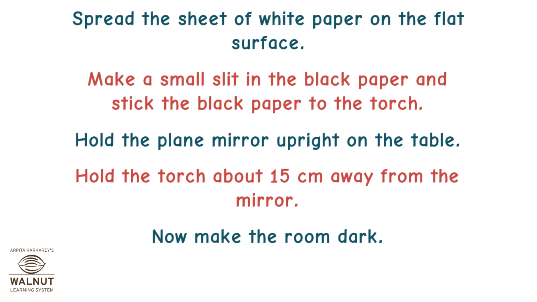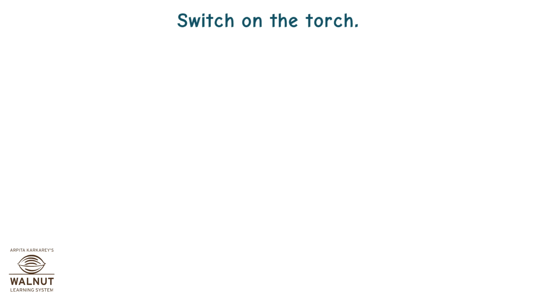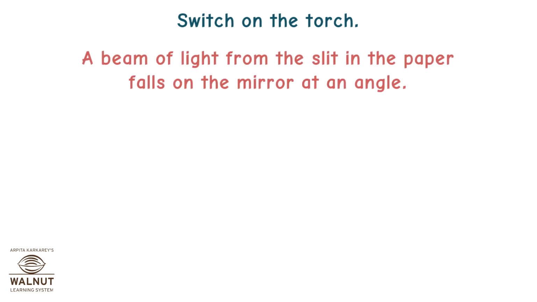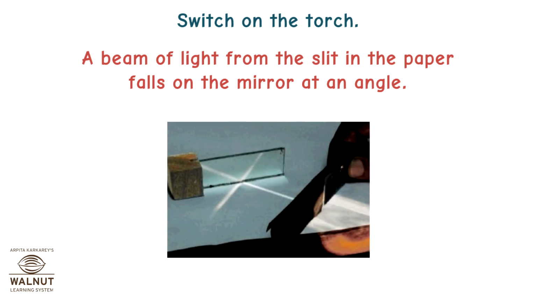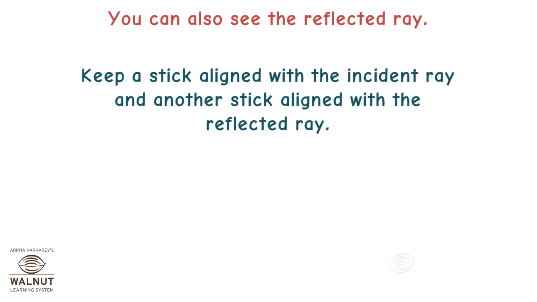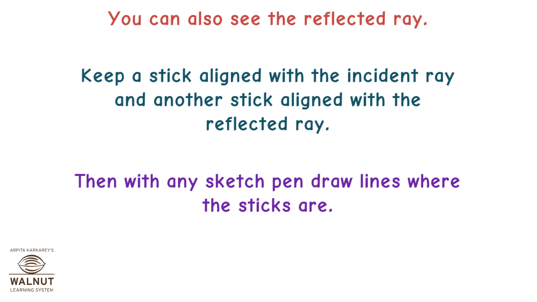Now make the room dark. Switch on the torch. A beam of light from the slit in the paper falls on the mirror at an angle. You can also see the reflected ray. Keep a stick aligned with the incident ray and another stick aligned with the reflected ray. Then, with any sketch pen, draw lines where the sticks are.